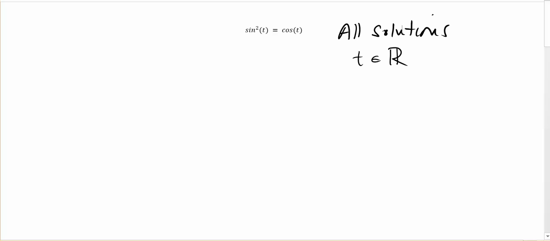Normally we set these equal to 0 and then we factor. But here there's not going to be anything to factor because these trig functions are not the same. So when we see that and we see a squared function, the Pythagorean identity should come to mind: sine squared of t plus cosine squared of t equals 1.